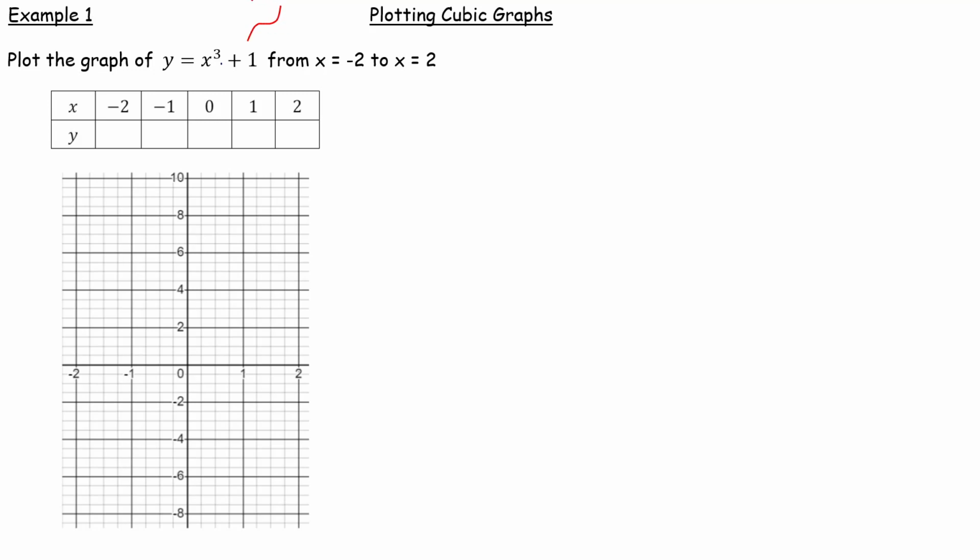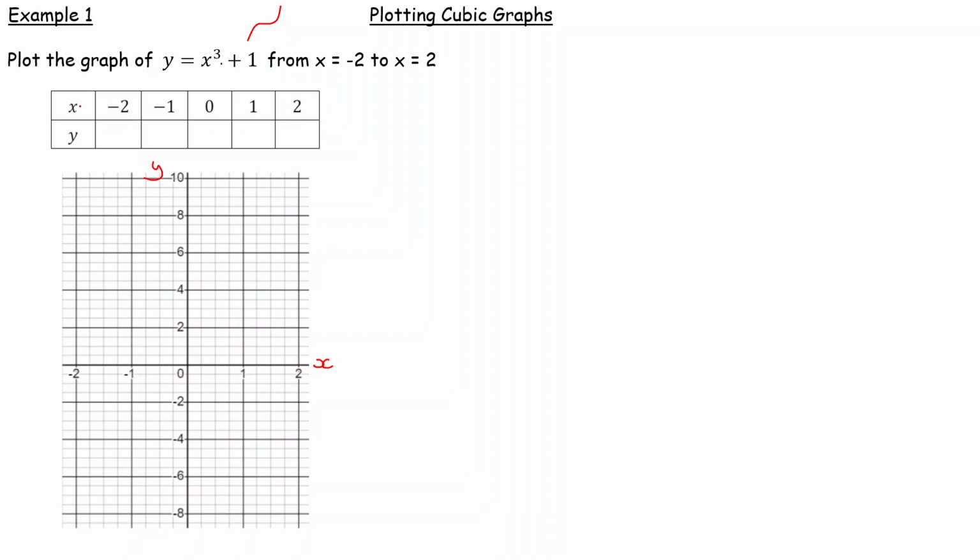Okay? Anyway, so let's plot the graph of y equals x cubed plus 1 between x is minus 2 and x is equal to 2. So we can see that on our table of values, we're going from minus 2 to 2. So if this is our x-axis and this is our y-axis, we're literally going from the point minus 2 to the point 2 over here.